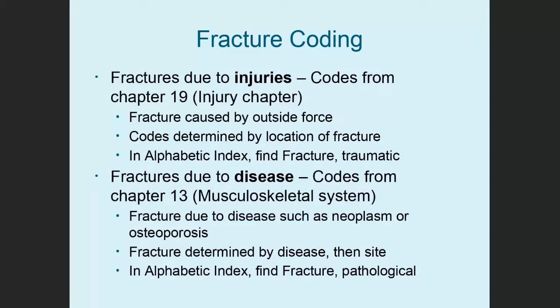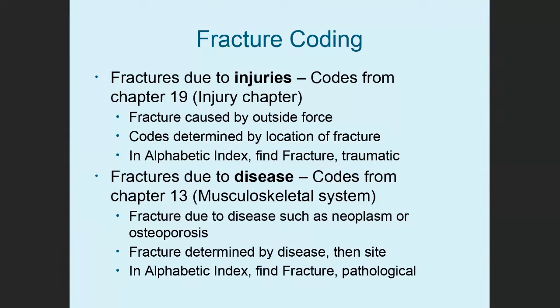Fracture coding. Fractures may be due to an injury, an outside force, or a disease. So something outside the body is an injury, something within the body is pathological. Fractures due to injuries may be a result of such things as falling down the stairs or slipping on ice. The correct code is determined by the location of the fracture, which bone. In the alphabetic index, find fracture traumatic. These codes are found in Chapter 19, the injury chapter in the ICD-10-CM book.